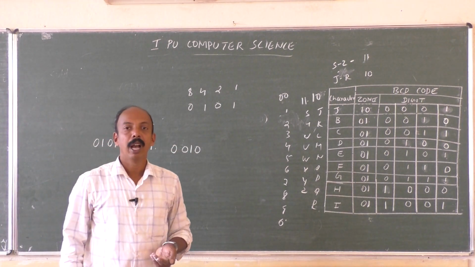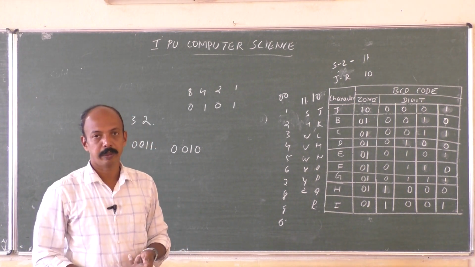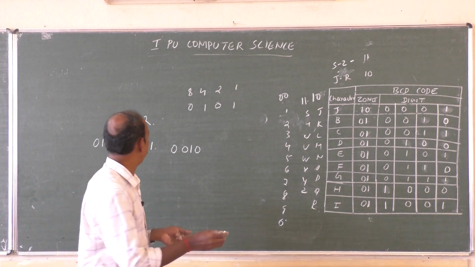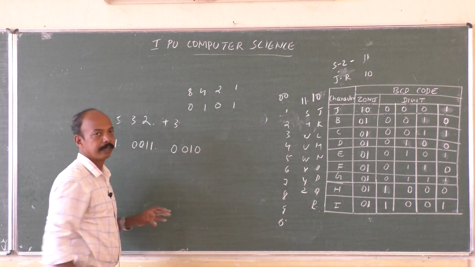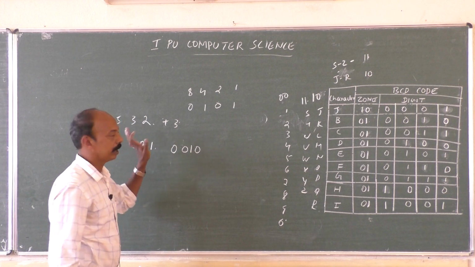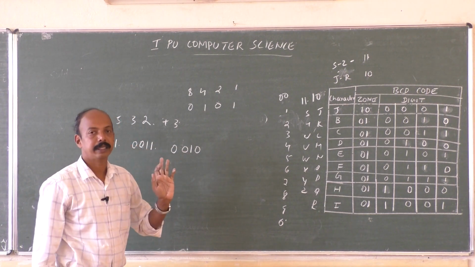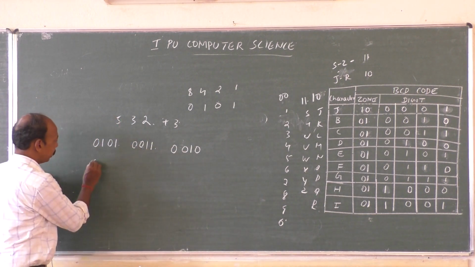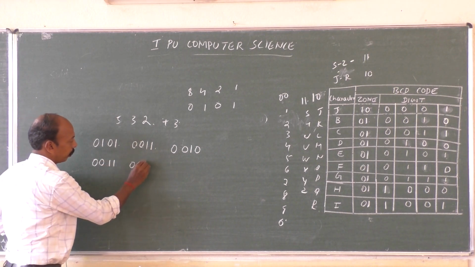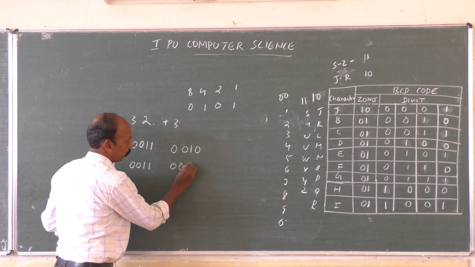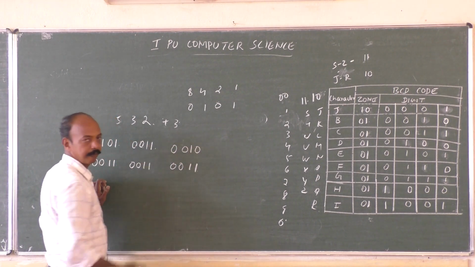BCD we have. How to get XS3 code? To get XS3 code, we have to add 3. We have to add 3 to all the corresponding digits. So here it will be 0, 0, 1, 1. 3 is how much? 1 and 1. This 1, 1 is 3.